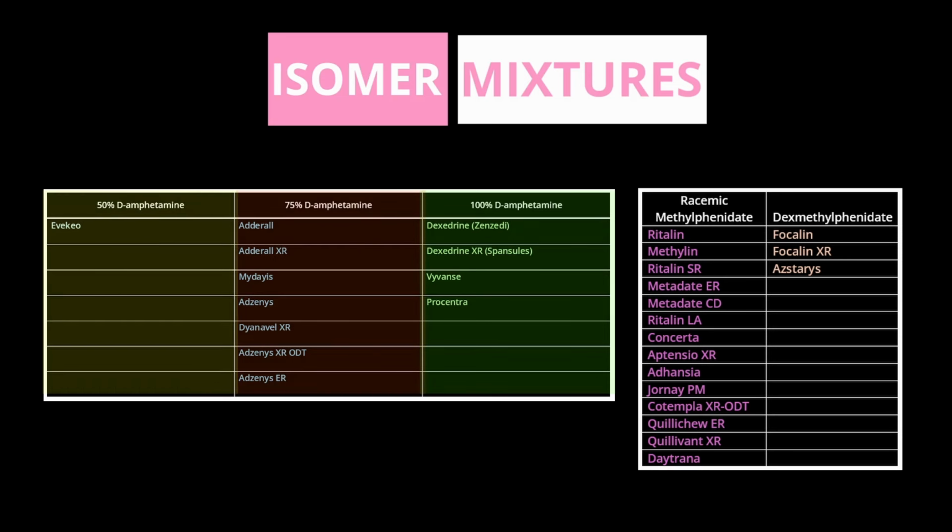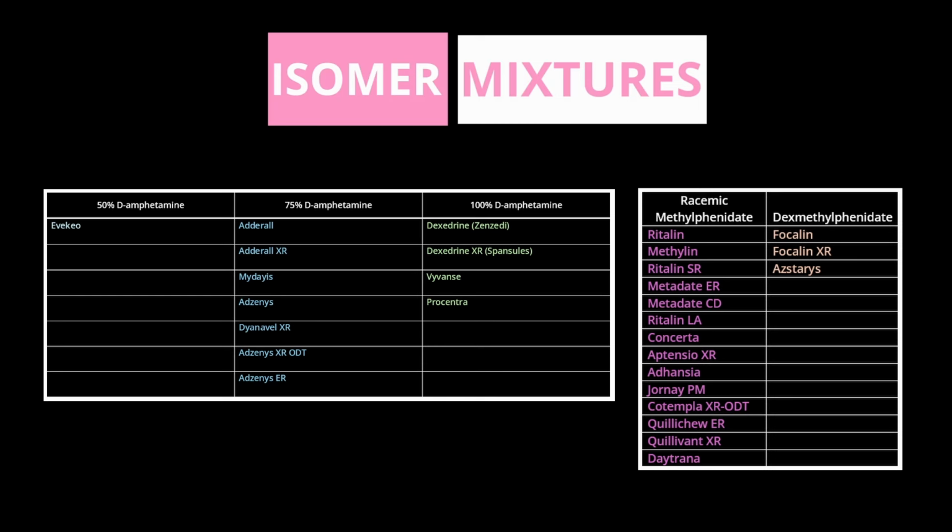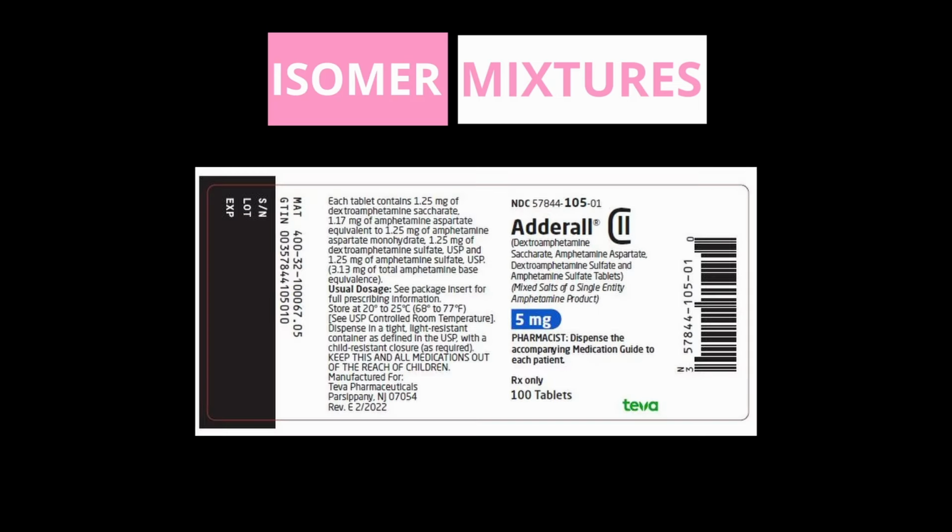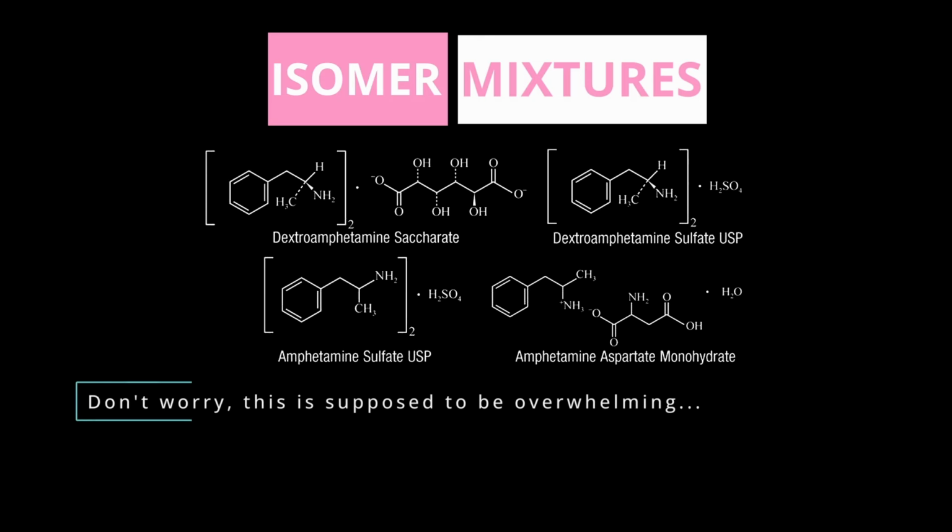or 50% dextroamphetamine. Let's take a look at one of the most popular stimulants, Adderall, to make more sense of this. So Adderall is called mixed amphetamine salts, and it's because it contains 4 different salts of amphetamine. So when we look, it's 25% dextroamphetamine sulfate, 25% dextroamphetamine saccharate, 25% amphetamine sulfate, and 25% amphetamine aspartate monohydrate. So it sounds super confusing, but it's not.